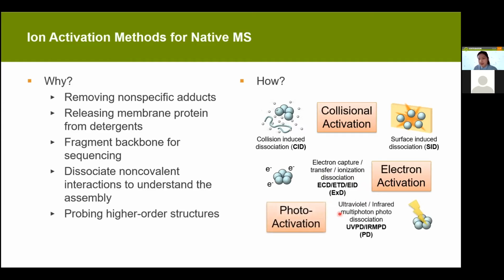And there's also photoactivation, where you shoot a laser, either ultraviolet or infrared wavelengths, at the protein, and as the protein absorbs the photons, it will be activated. Collisional-based activation for protein complexes is very effective at disrupting the non-covalent interactions. Electron activation is very good at cleaving the backbone of proteins without significantly disrupting the non-covalent interactions. For photoactivation, you tend to get a mixture of both, depending on what wavelengths you are using in the experiment.